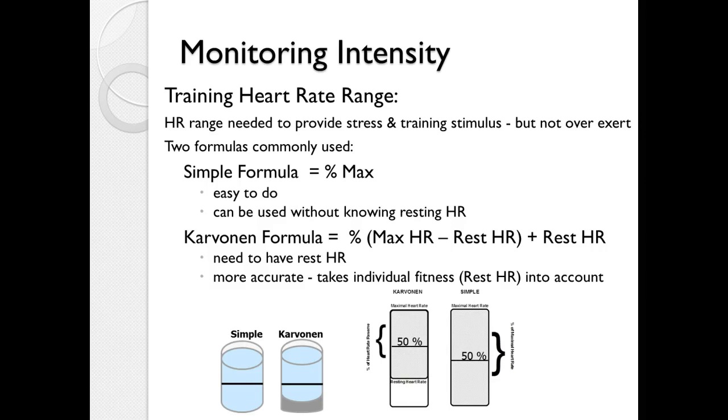The Karvonen formula is a little more complicated, but does give you a more accurate range because it takes into account the individual's resting heart rate or fitness level. But the downside is, of course, you do have to have that resting heart rate to use this formula. And this is not apples and apples.